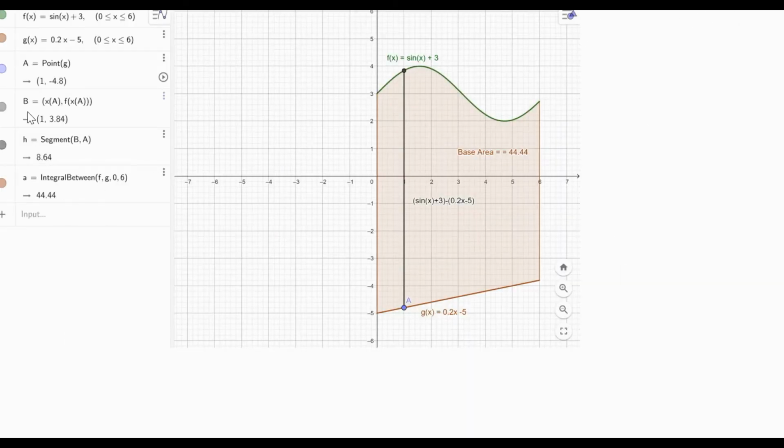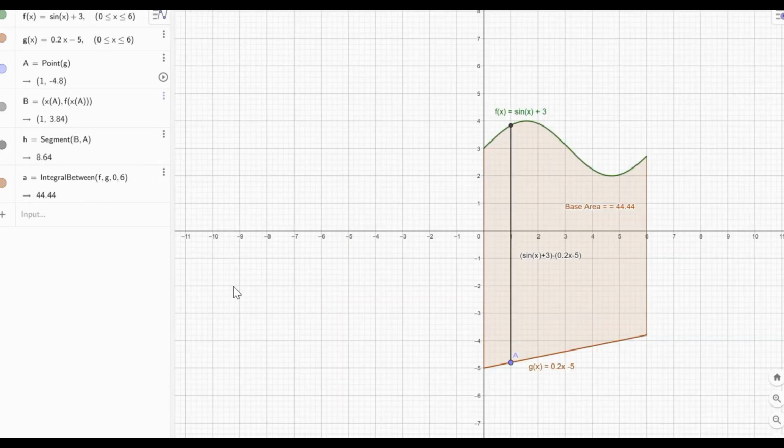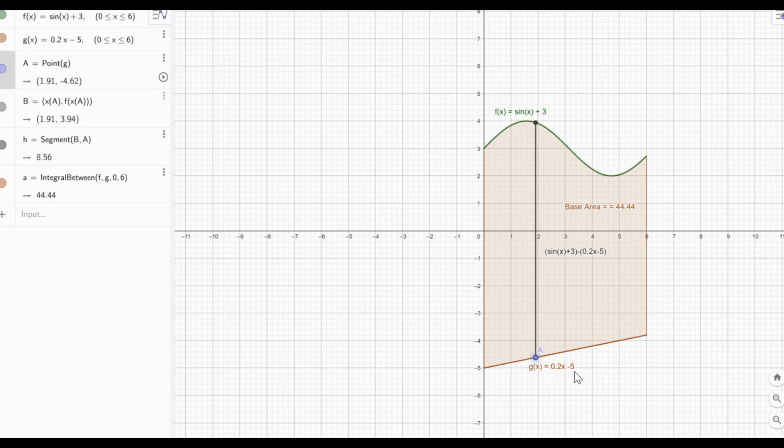So here this is in GeoGebra. Okay. And so I can move this point A and show you the little representative strip. So a constant x value gives me a strip that looks like that. Now, no matter where it is, the top is sine of x plus 3. The bottom is 0.2x minus 5.